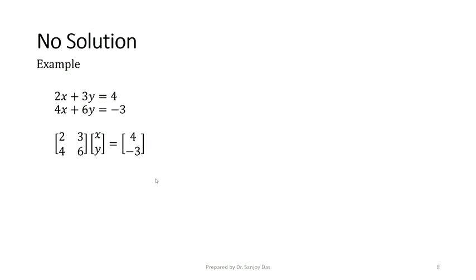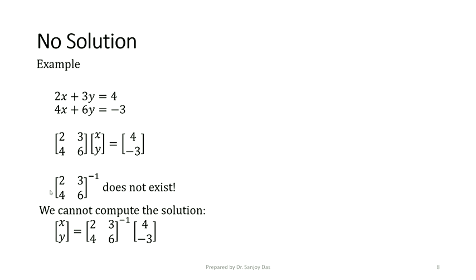So in vector matrix form, this is what I have. And unfortunately, I cannot invert this. So I cannot obtain this. So xy equals this inverse times 4 negative 3. I cannot invert this. Okay. So in fact, you can see intuitively that we don't have any solution. We don't have any solutions here.